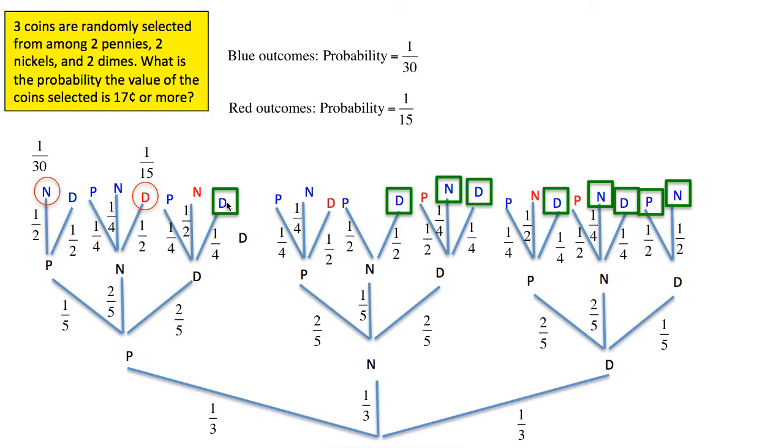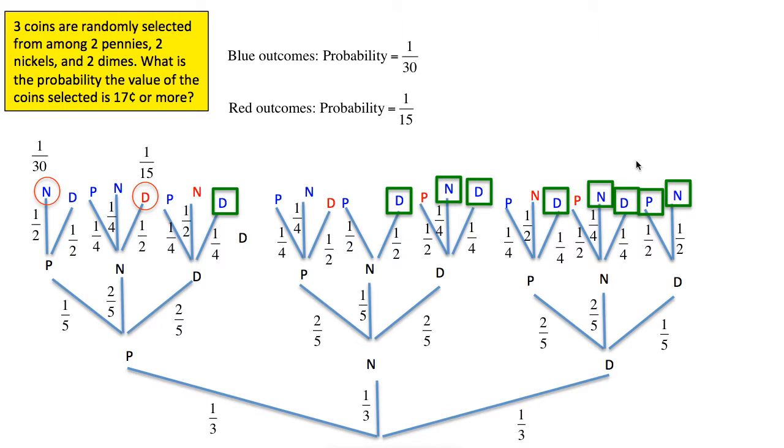I've gone through and drawn a green box around all the outcomes where that is true, where the value of the coin selected is 17 cents or more. For example, this green box is surrounding the outcome penny, dime, dime, which gives you 21 cents. Here we're talking about the outcome nickel, nickel, dime, which gives you a value of 20 cents. Here we're talking about the outcome dime, dime, penny, which gives you the value of 21 cents.